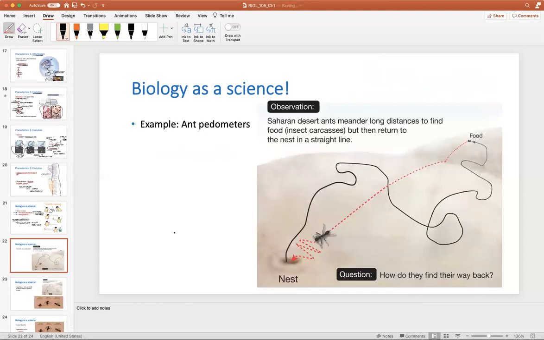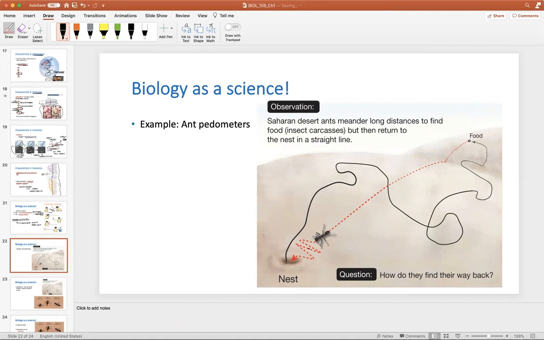So, in this example, there was a group of researchers that were studying desert ants from the Saharan desert. And what they found was that these ants had a really interesting foraging behavior. So they would leave their nest, and then to try and find food, they kind of meander around in this haphazard way, right? So wander, wander, wander, wander, wander, wander, food. Yay, okay. Once they found food, they didn't retrace their steps to get home. Instead, they were able to make a straight line back to their nest.